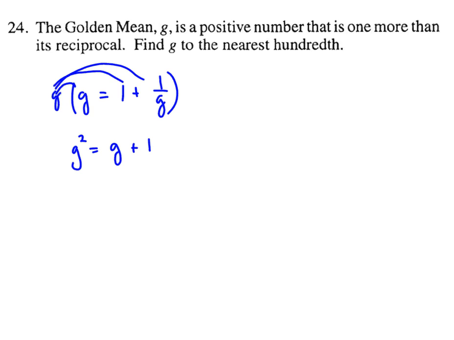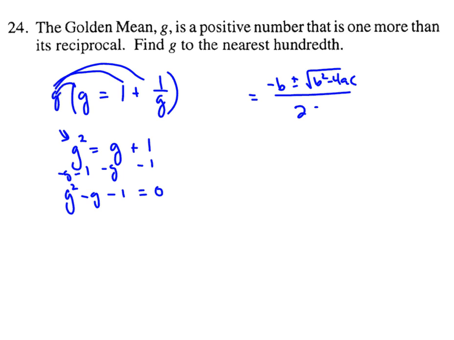And then when you've got quadratic equations, which means equations with an exponent of 2, you always want to subtract things from both sides until you get 0 on one side. So we're going to subtract g, and subtract 1, and get g squared minus g minus 1 equals 0. And then at this point, we're going to use the quadratic formula, which is negative b plus or minus the square root of b squared minus 4ac all over 2a. Here a is the number in front of the g squared, b is the number in front of the g, and c is this number.